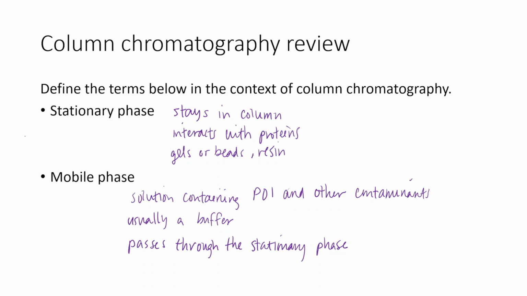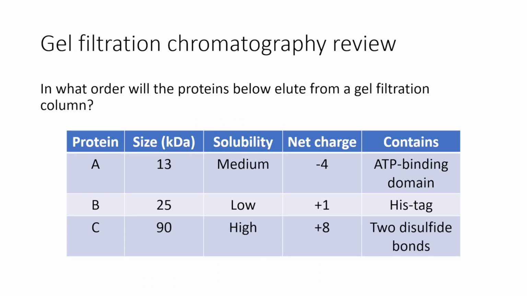Any more general questions about columns? Okay, so let's do some more example problems using the different types of chromatography. This next question is about using gel filtration chromatography. It's the same table of proteins that we saw with the other problem. Now I want to know, in which order are these proteins going to elute from a gel filtration column? Everybody take a couple of minutes and think about that.